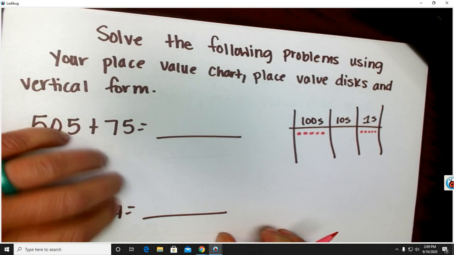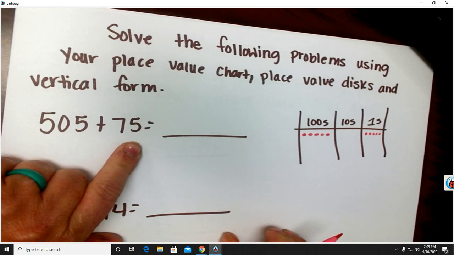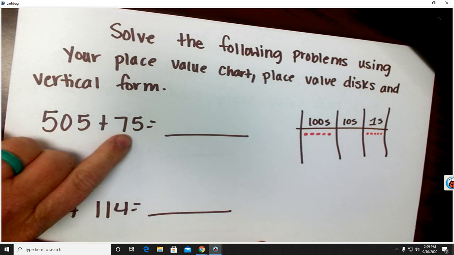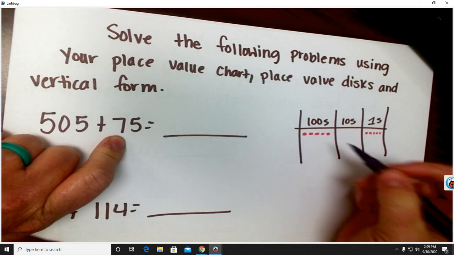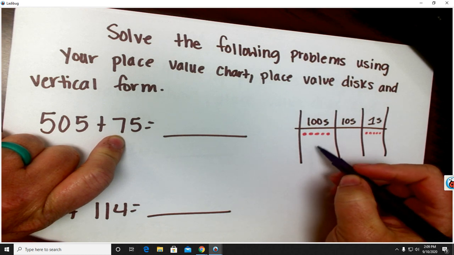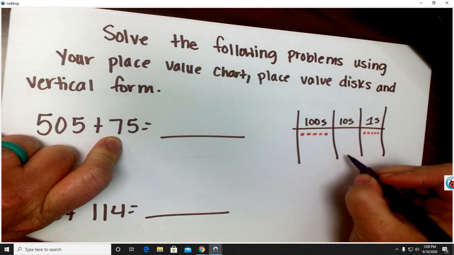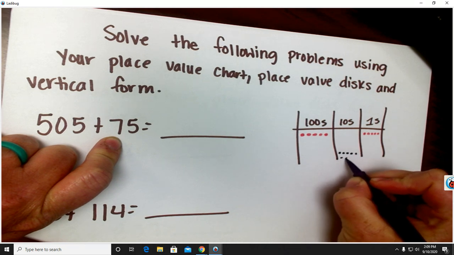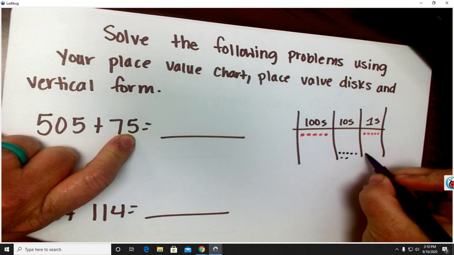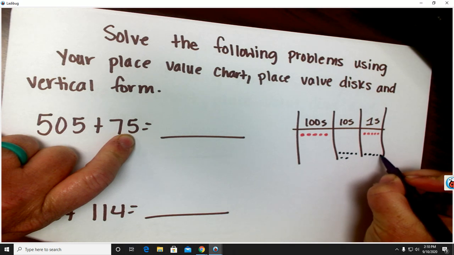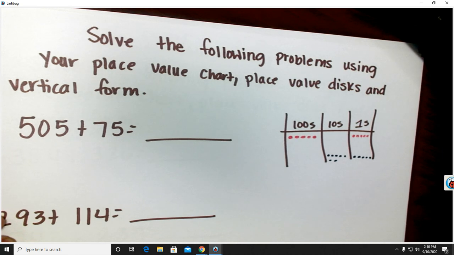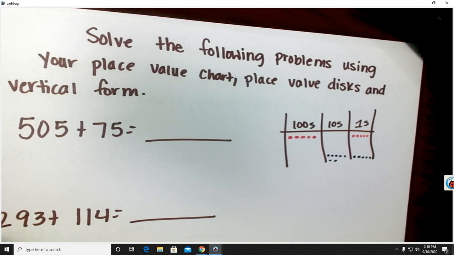And then the second thing I'm going to do is model 75, but I'm going to use a different color. That way we know it's the different number. So I'm going to model 75. In 75, we don't have any hundreds, so I'm going to move to my tens. 1, 2, 3, 4, 5, 6, 7, and 5 ones. 1, 2, 3, 4, 5. So now that I have my place value chart filled out, I am now ready to start adding.